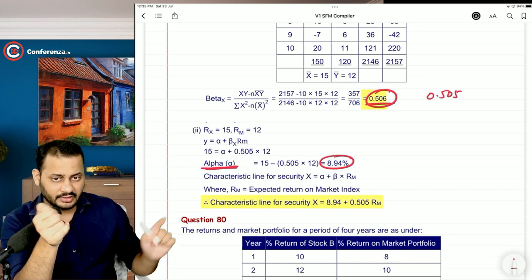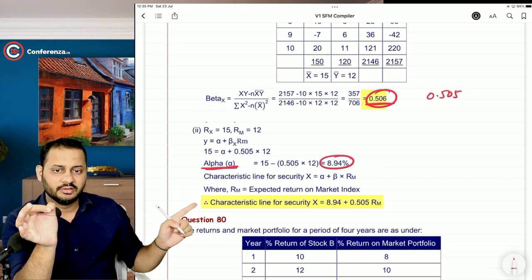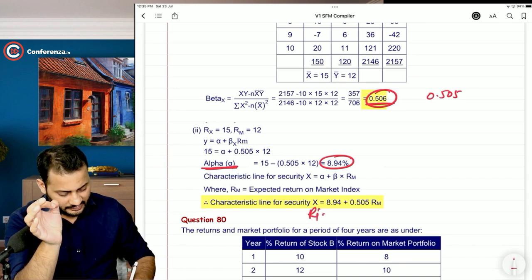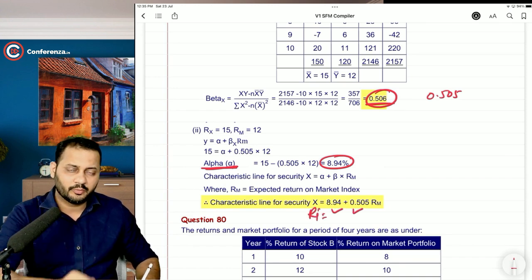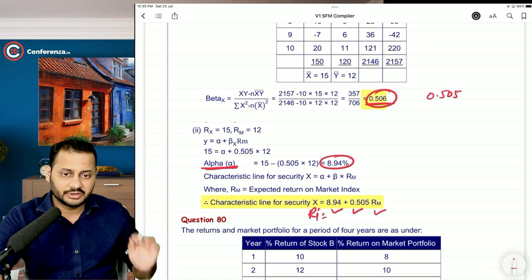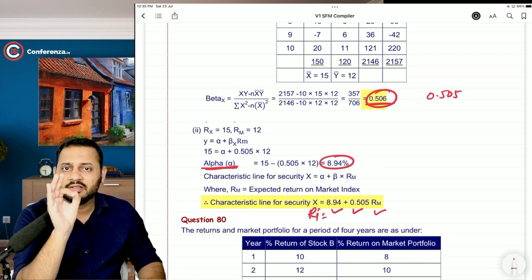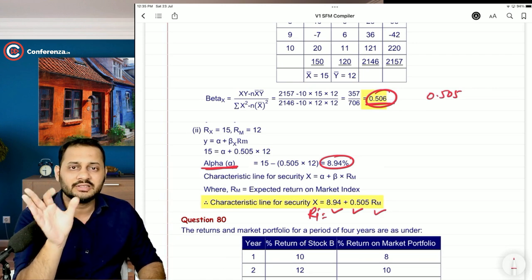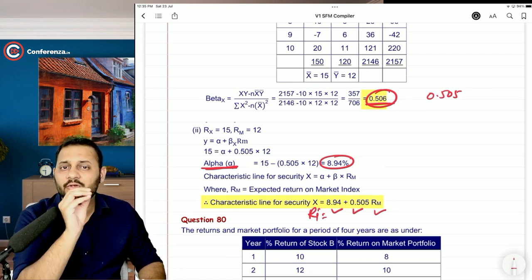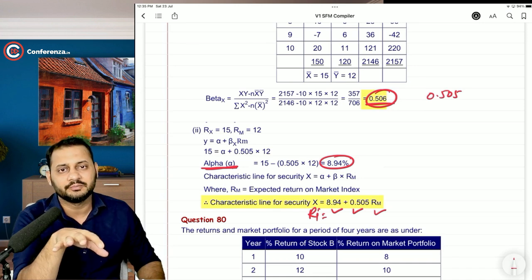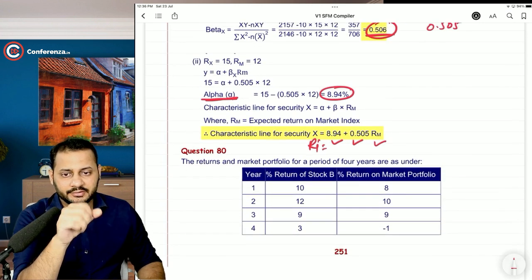Now the characteristic line will be this one: Ri is equal to 8.94 plus 0.505 Rm. That means two figures are constant and the two will be unknown. Calculating the line, or deriving the line itself, means deriving a formula, ending your answer with a formula. That's it.